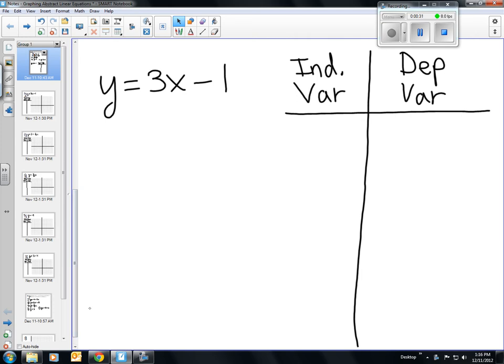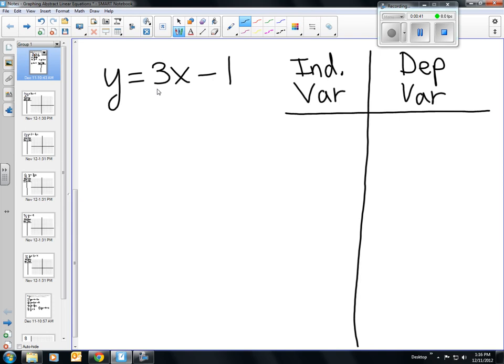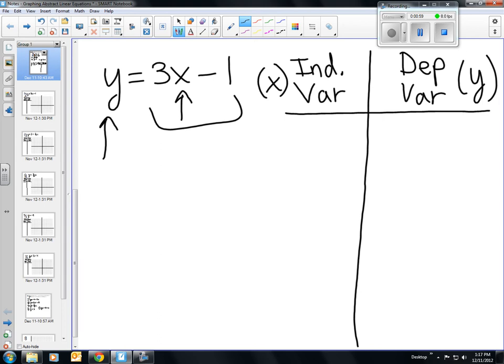The first example here is y equals 3x minus 1. Part A: find 5 solutions to the equation. When we're finding 5 solutions, we're basically choosing a value for the independent variable, which is x. Then we're doing the calculations and outputting a value for y, which is the dependent variable.